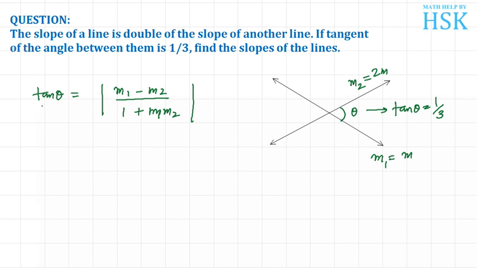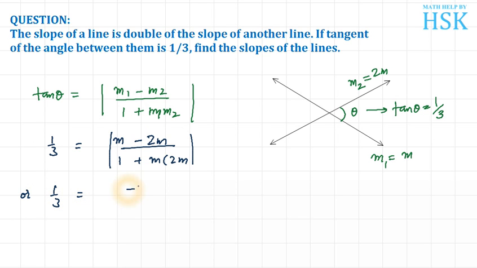On placing the values of tan theta, m1 and m2, I get 1 by 3 is equal to modulus of (m minus 2m) upon (1 plus m into 2m). The modulus sign remains as it is, so 1 by 3 is equal to modulus of minus m upon 1 plus 2m square. Now I can remove the modulus sign. We know that when we remove the modulus sign, we place a plus minus sign here. We can consider this as equation number 1.